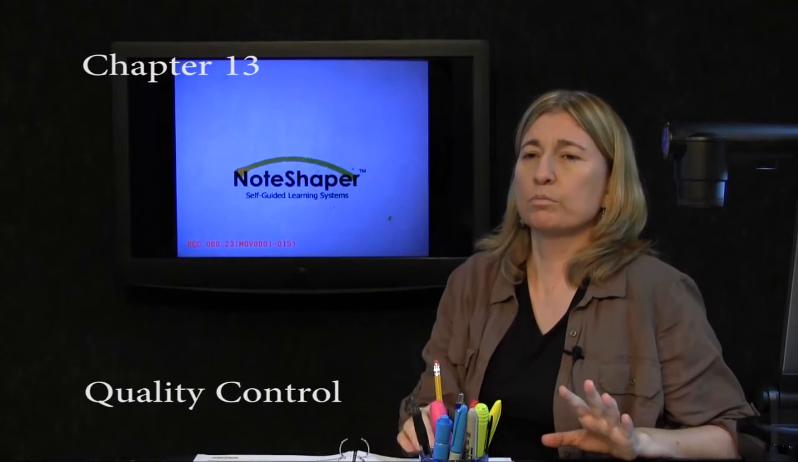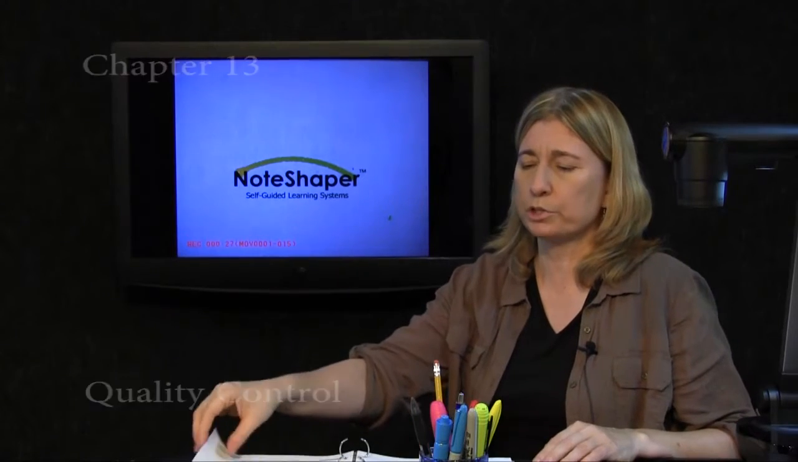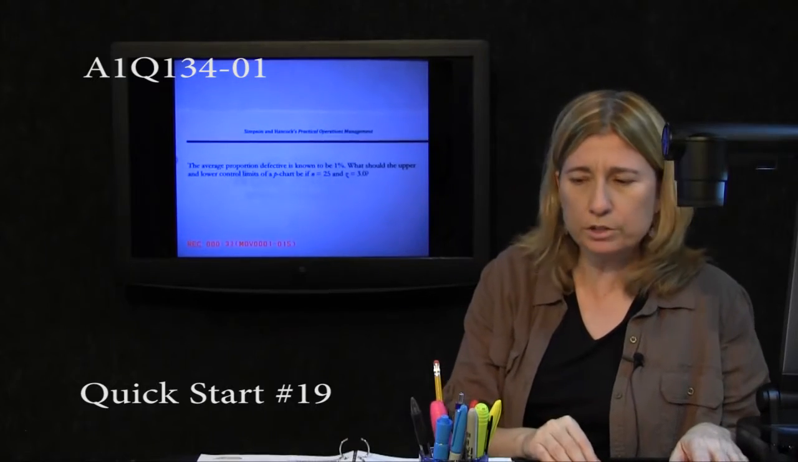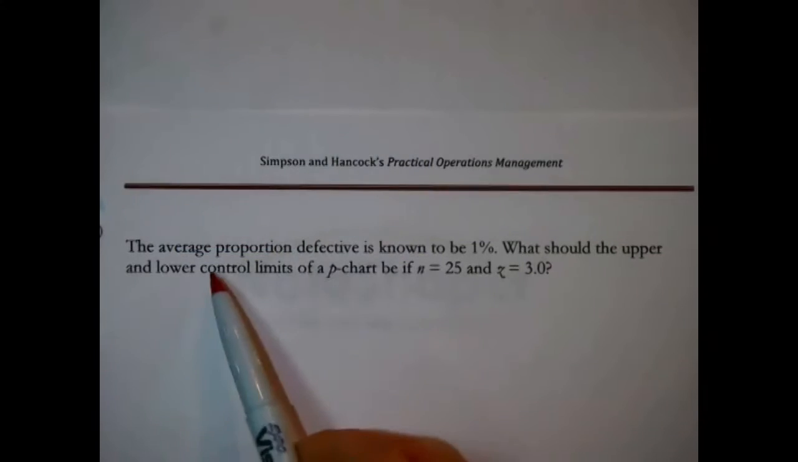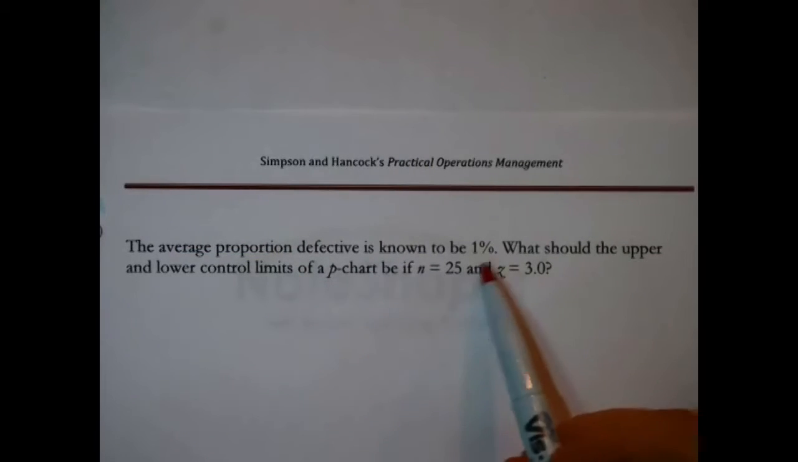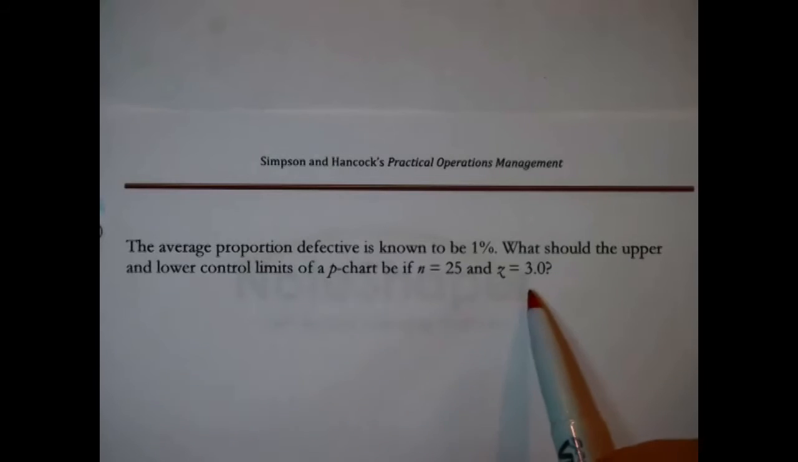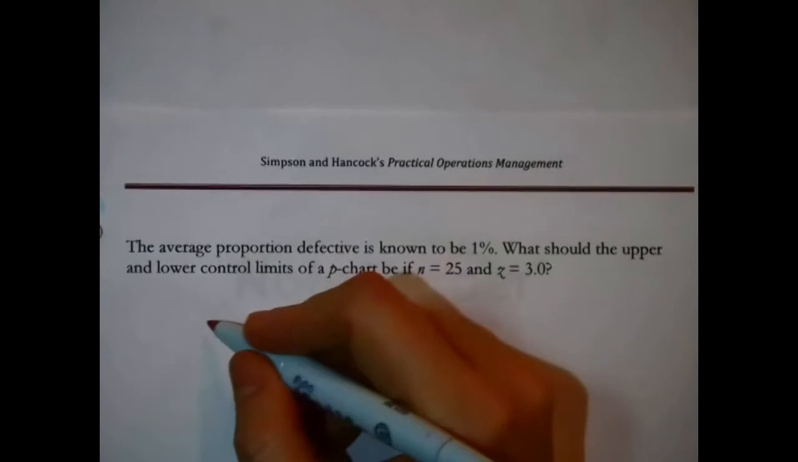P-charts track the proportion of something. Anytime you're monitoring the proportion of something. This particular problem implies that what you're monitoring is the average proportion of defects. The average proportion defective is known to be 1%. What should the upper control limit and the lower control limit of a P-chart be if n equals 25 and z equals 3.0?